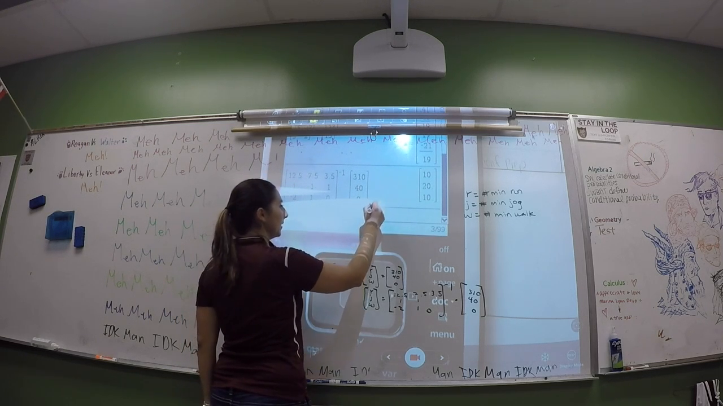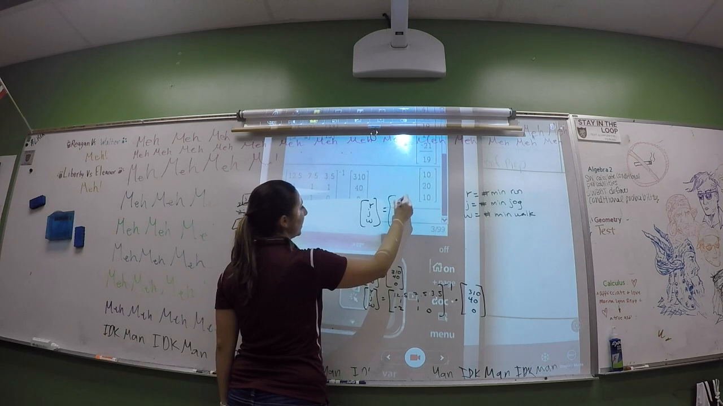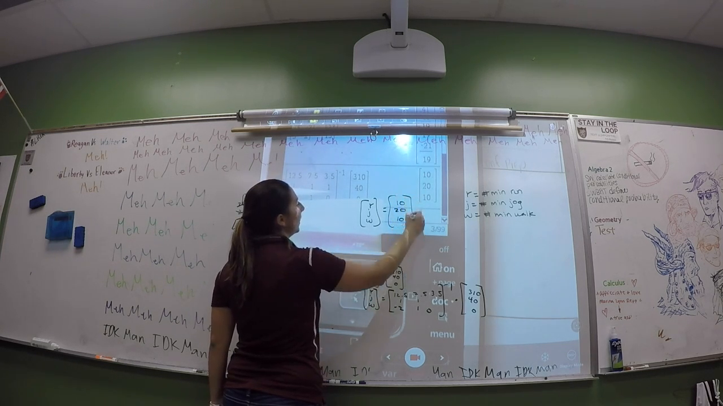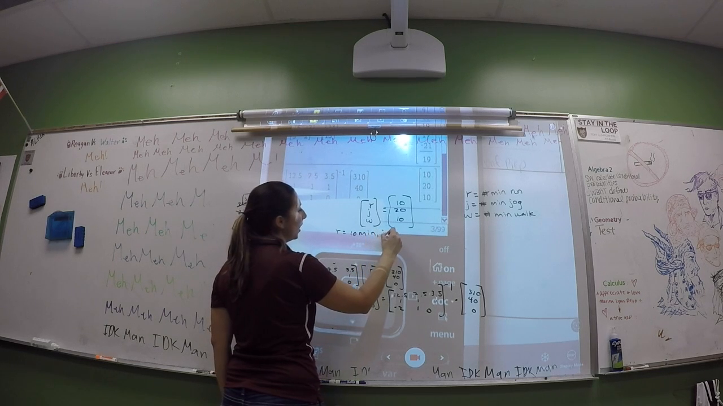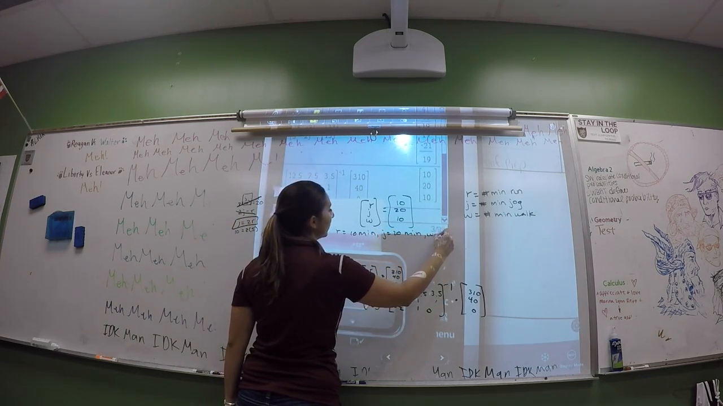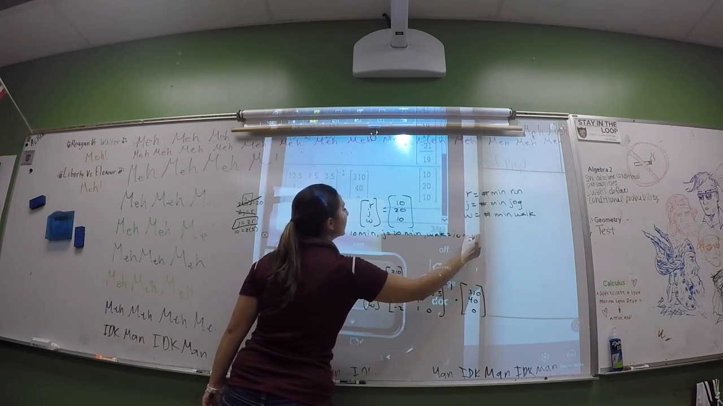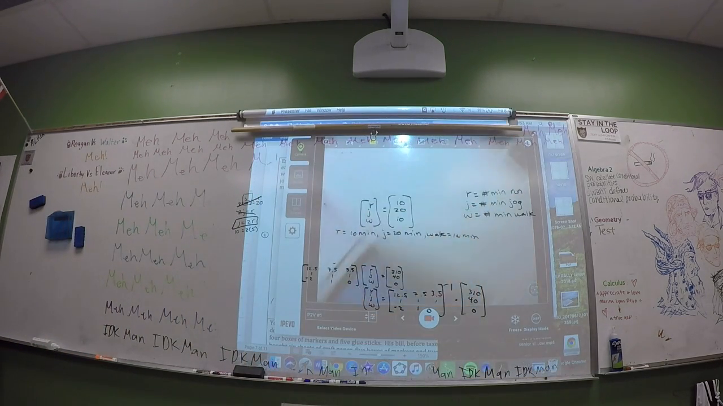I ran out of room a little bit here, but your final step would be this. And then you would say he would run 10 minutes, jog 20 minutes, and then walk 10 minutes.